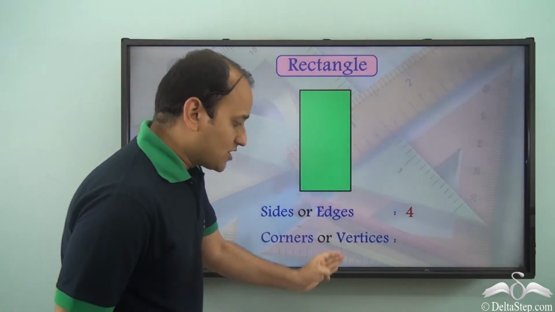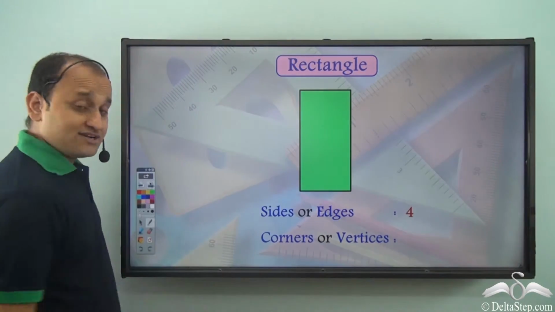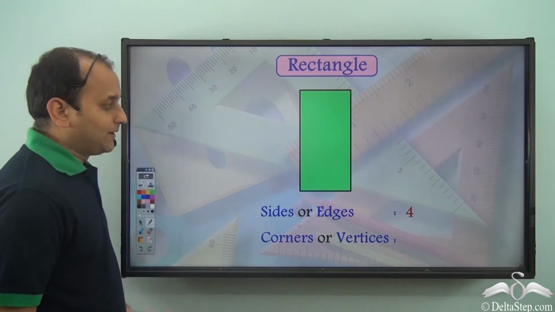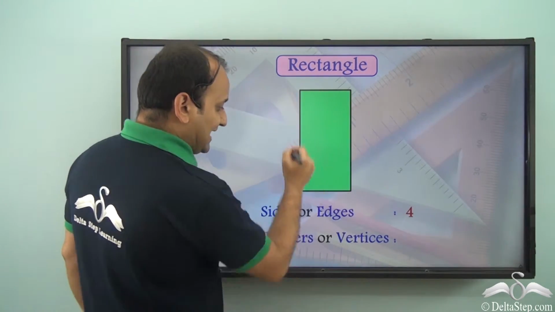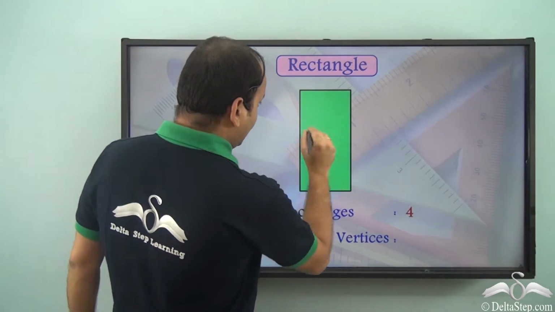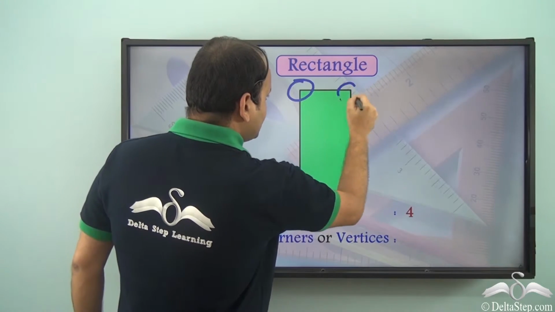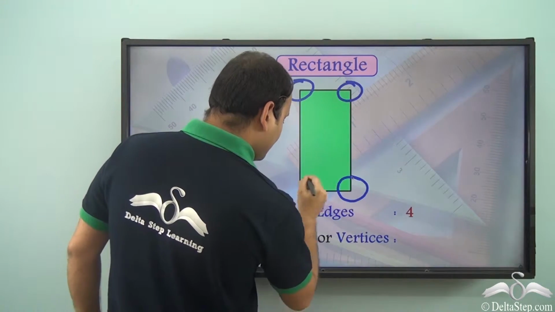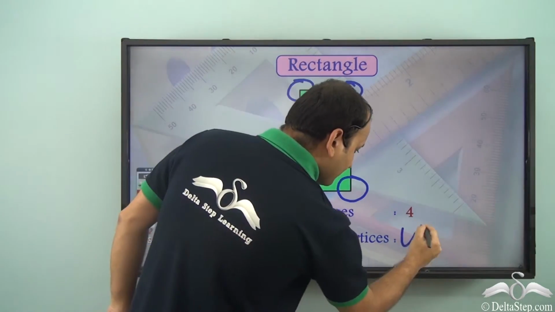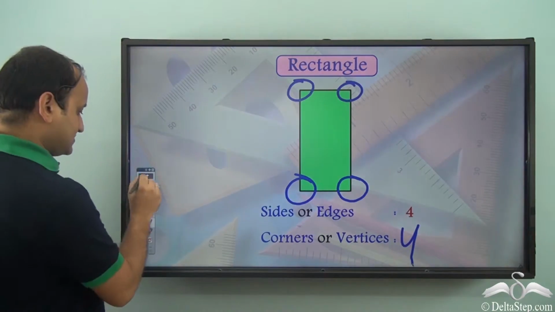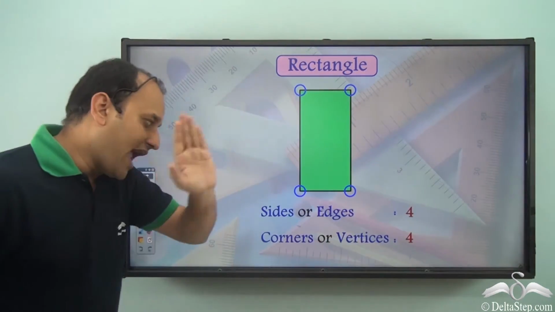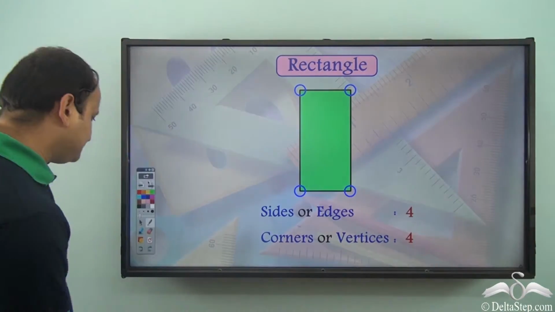And what about corners or vertices? How many corners or vertices do we have? Well, what exactly is a vertex? Well, where 2 lines meet or 2 sides meet. So here we have 1, 2, 3, 4 such vertices. So in case of rectangle, we have 4 vertices. So when we talk about rectangle, we have 4 sides and 4 vertices.